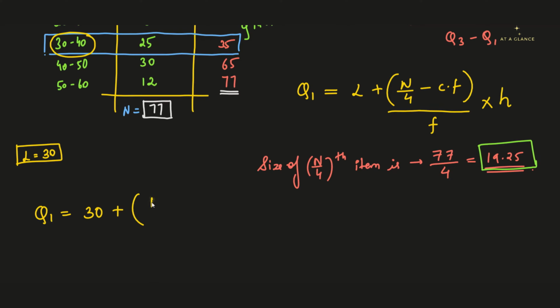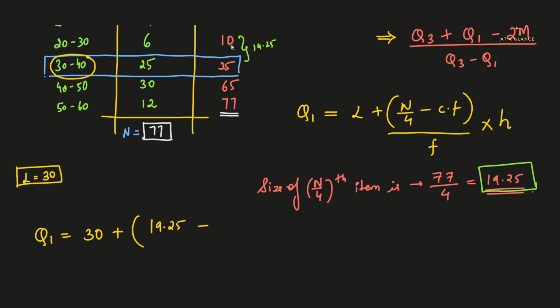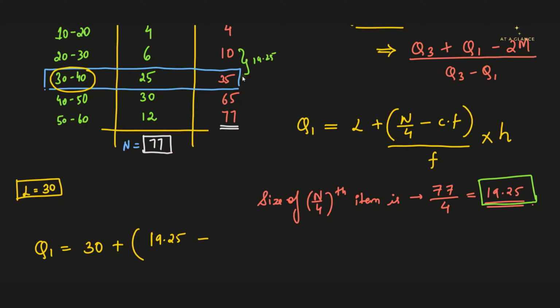So let's quickly write that minus. Now we have to find out the value of cumulative frequency. Now you can observe this particular corresponding interval. Here the cumulative frequency is 35. Now here in this particular formula, you will have to choose the lower cumulative frequency to the chosen one.